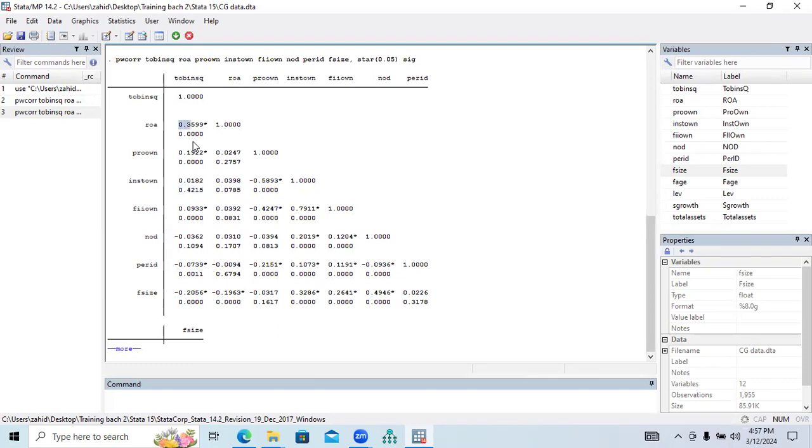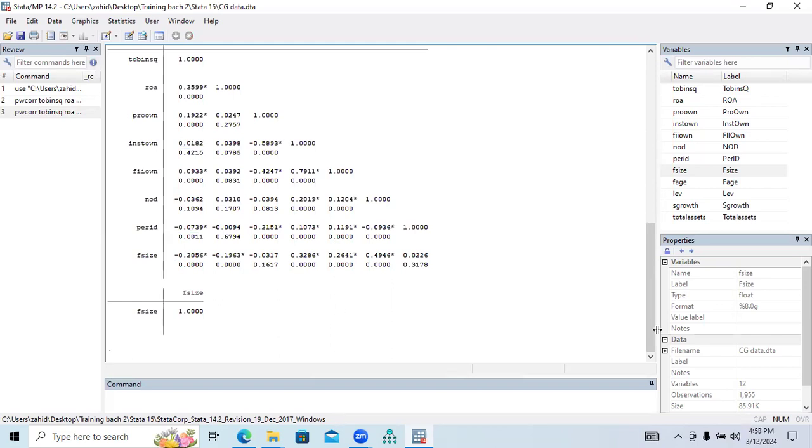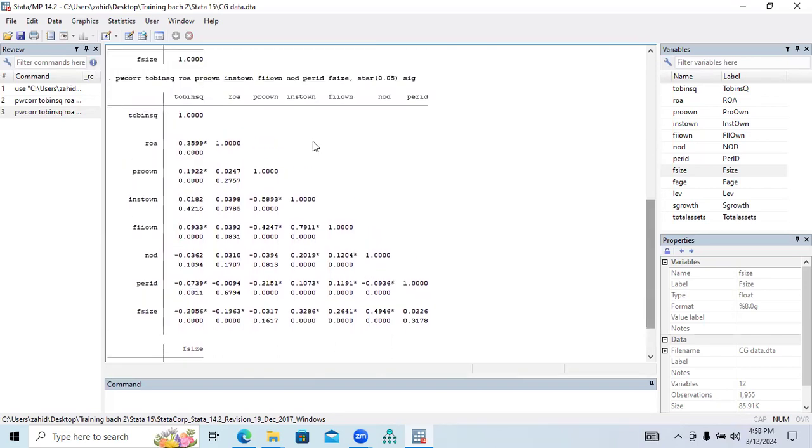The first value in every row is basically the correlation coefficient, the Pearson correlation value. And the second value is basically the p value. So you can easily interpret these values over here. We can make it simple in terms of this command to make it easy for interpretation.